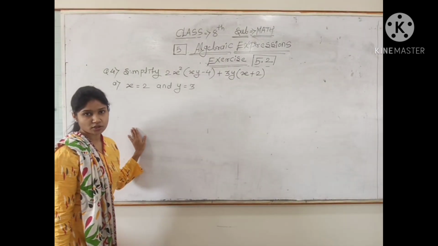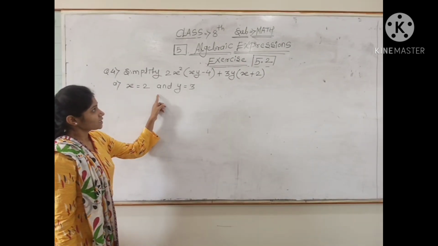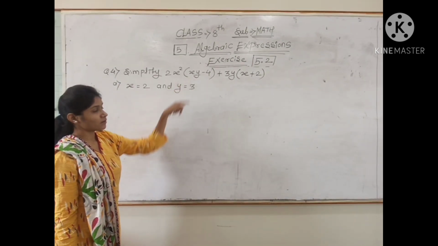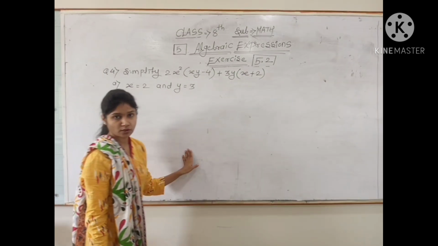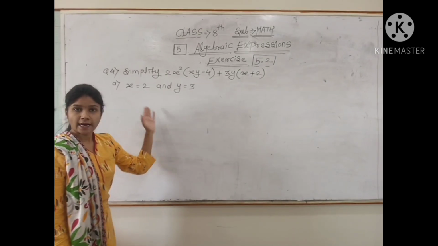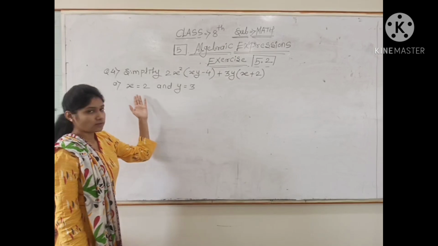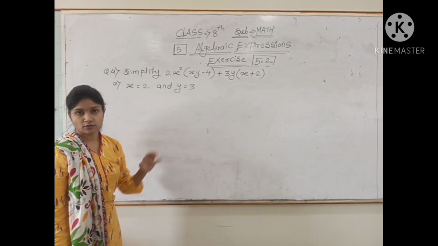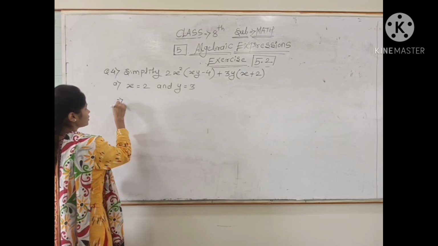Now see, students, question number 4. What is that question number 4? Simplify 2x square multiplied by (xy minus 4) plus 3y multiplied by (x plus 2). Okay, so first we have to simplify, and after that we have to get the result. After simplifying, we will put x is equal to 2 and y is equal to 3 in the given result. Understand?